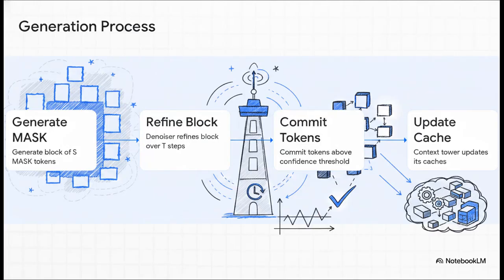Let's walk through how this actually plays out when generating text. It runs block by block. Step 1. The model spits out a block of blank mask tokens. Let's call the number of tokens S. Step 2. The denoiser tower refines that block over a specific number of steps called T. Step 3. Any tokens that hit a certain confidence threshold are officially committed. And finally, Step 4. The context tower processes those newly committed tokens and updates its cache.